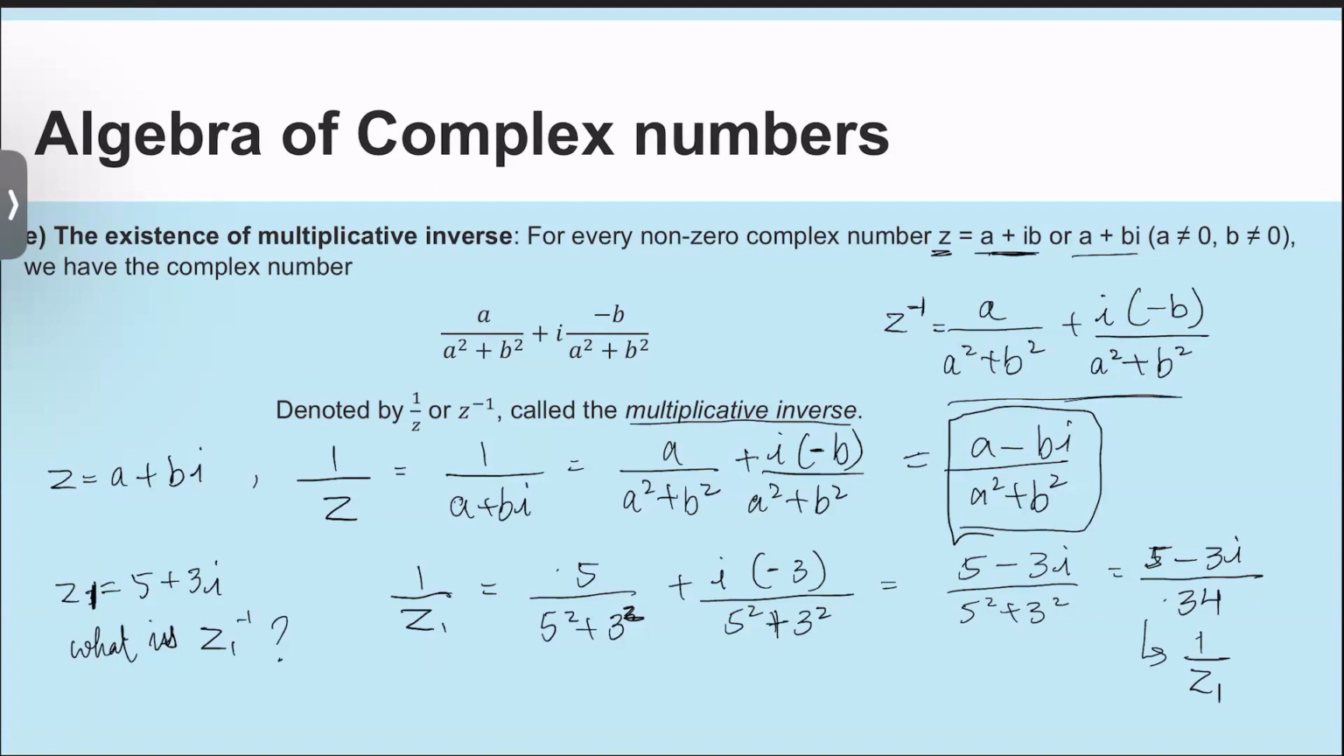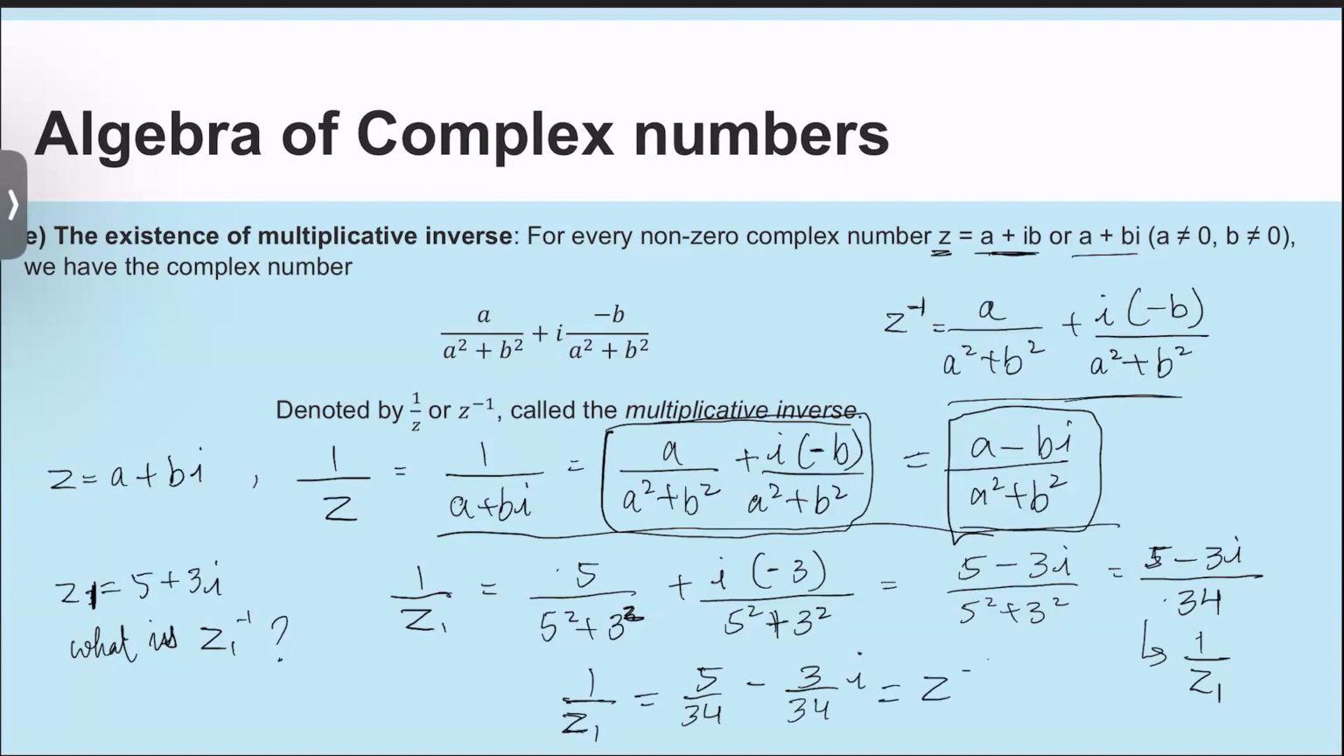So this is actually what we get as the inverse, or multiplicative inverse, of z1. When we are trying to solve any problem where we have been asked to find the multiplicative inverse, you write this general form and solve it. Then you can come to the normal form of the complex number. If you want to write it in the form of a complex number itself, you can write this as 5 upon 34 minus 3 upon 34 i. This is also z1 inverse.